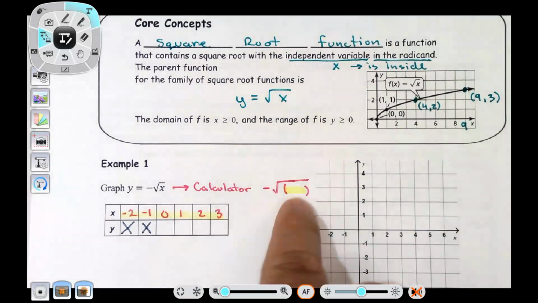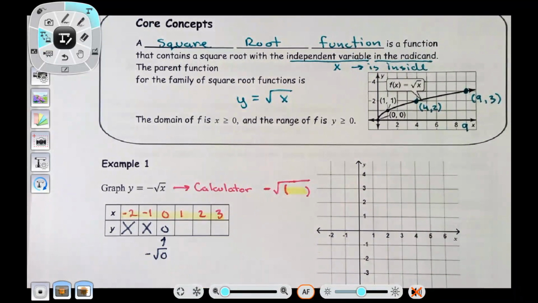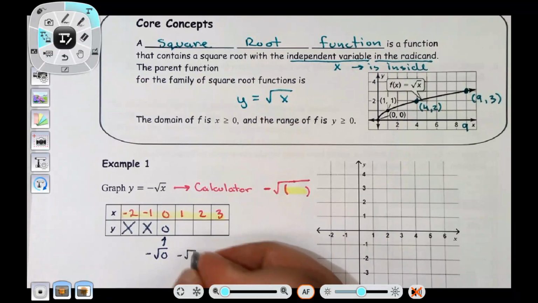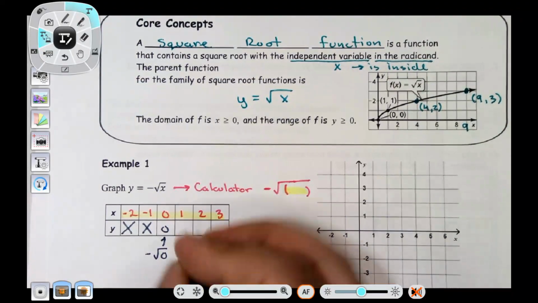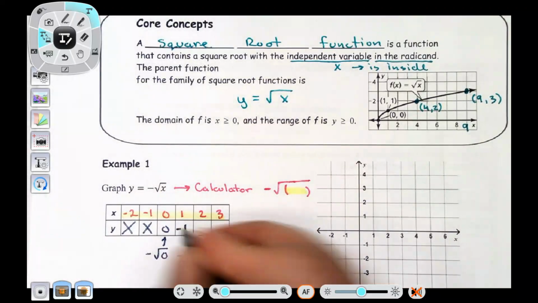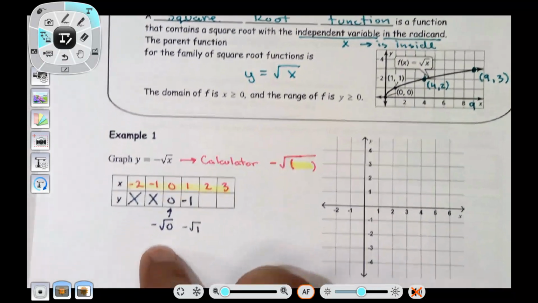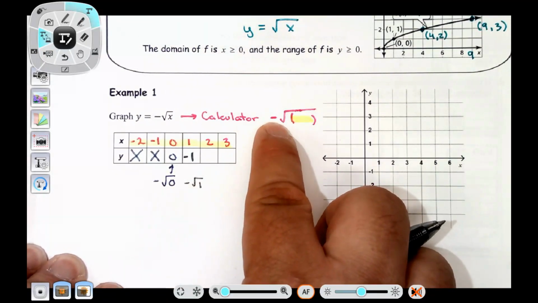All right, I'm going to throw in a 0. So negative radical 0 is still 0. This is all on my calculator. The negative square root of 1. Well, we already know the square root of 1 is 1, but because there's a negative in front, it's going to have a negative in front. So again, as you're typing these into your calculator, don't forget that you have to have that negative there.